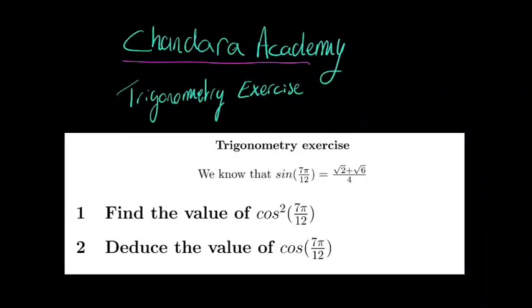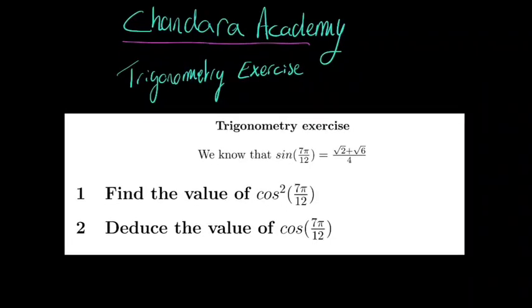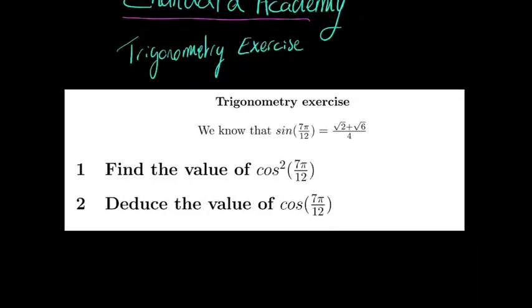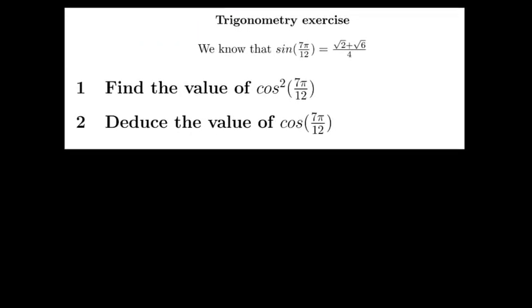In today's video we are going to solve a trigonometry exercise. We are given the value of the sinus of 7 pi over 12 and we will want first to find the value of cosinus squared of 7 pi over 12, and then deduce from our past result the value of cosinus of 7 pi over 12.